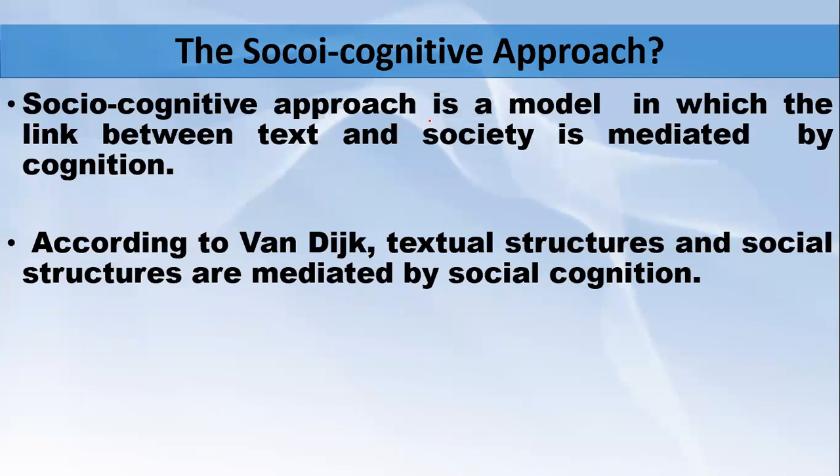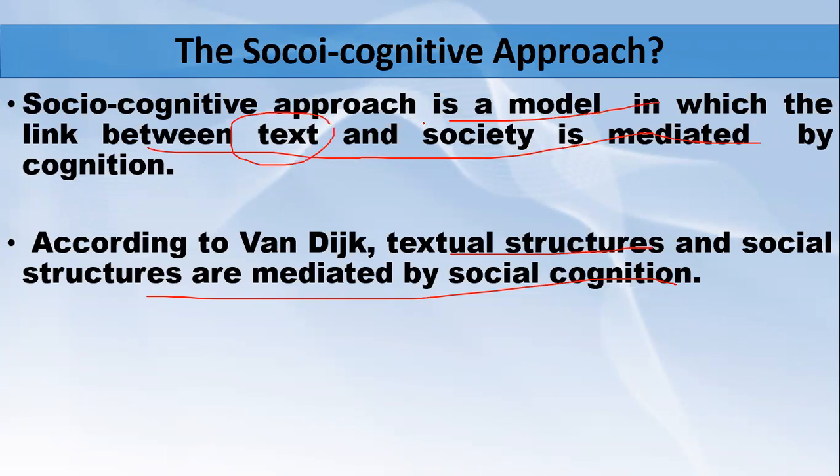Socio-cognitive approach is a model in which the link between text and society is mediated by cognition. According to Van Dijk, textual structures and social structures are mediated by social cognition. Now we have three things here. The first one is text. The second one is society. And the middle one is cognition. Cognition is simply our thinking process.